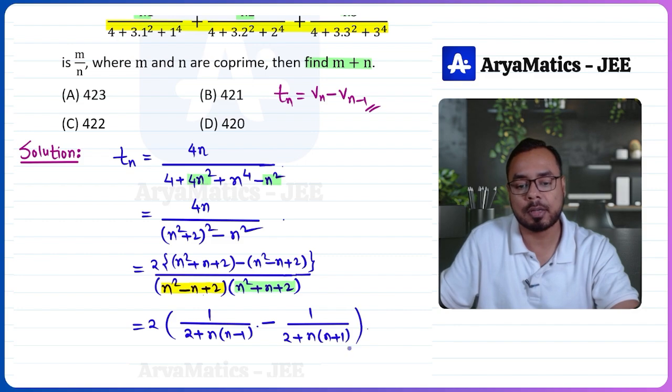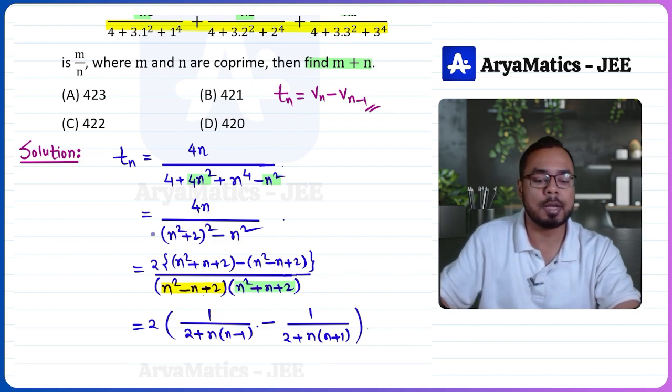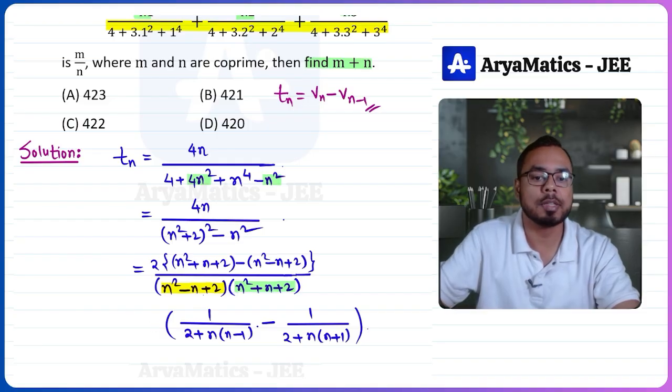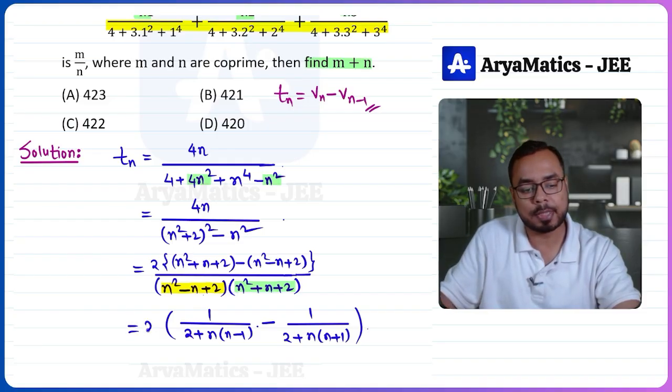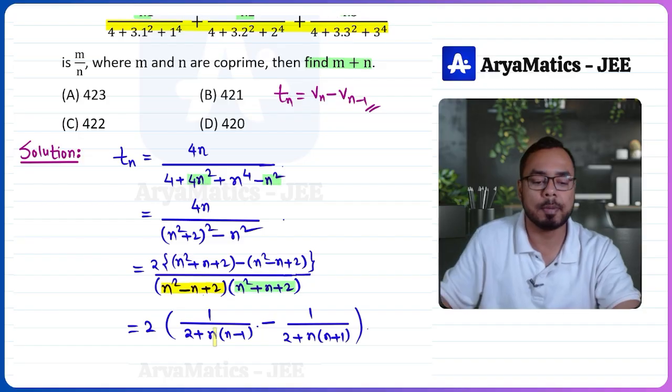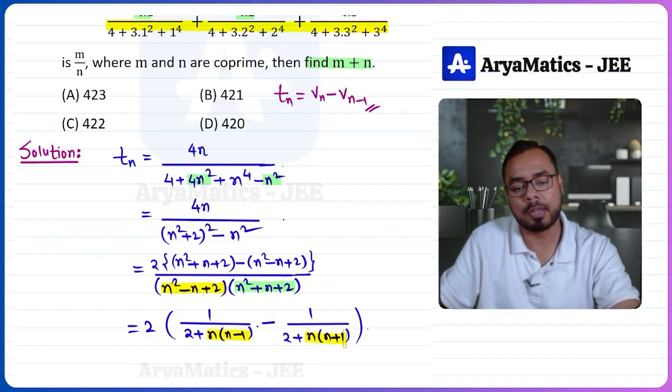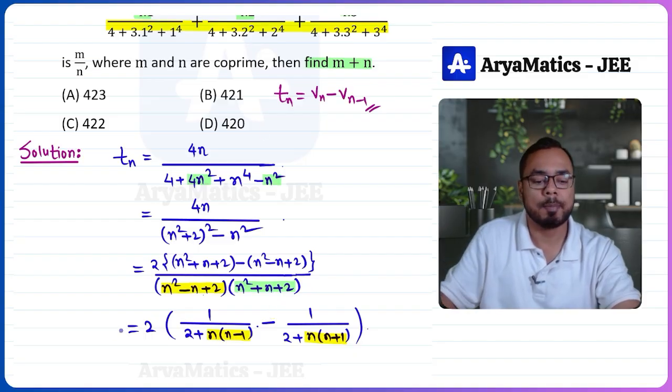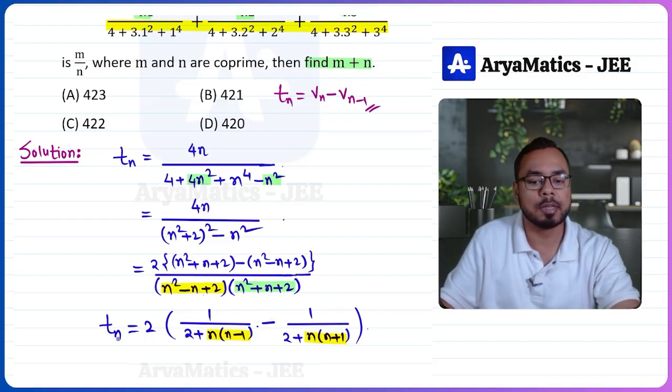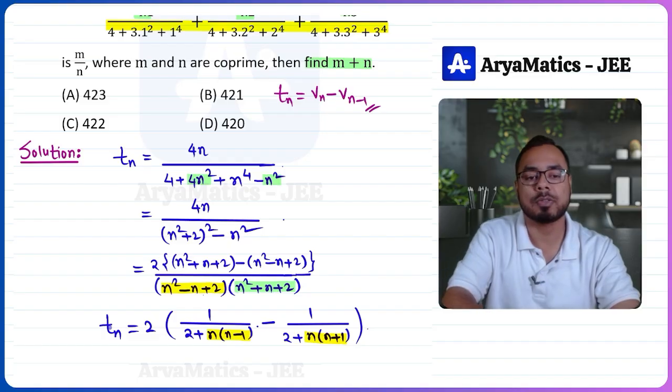So finally, this is the general term Tn, and clearly you can see that these are two consecutive terms, because if I replace n with n plus 1 in the first one, in place of n if I write n plus 1, then you will get the next term. So this is Tn as Vn minus Vn plus 1.